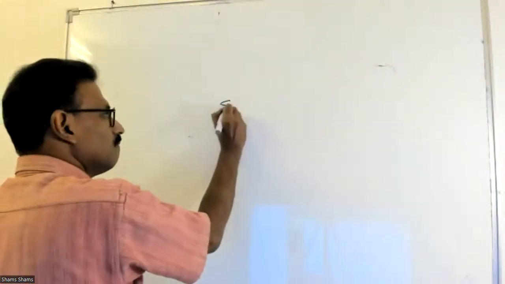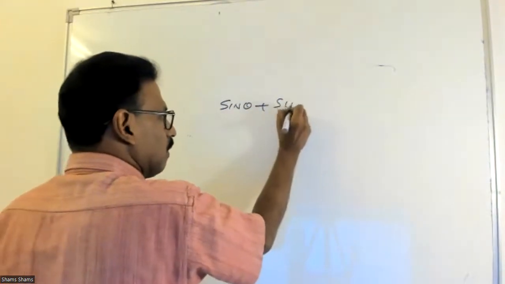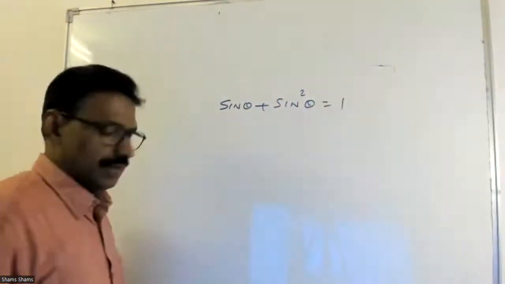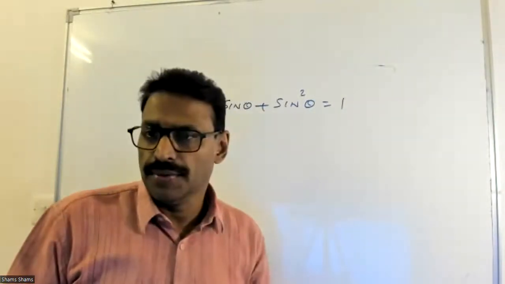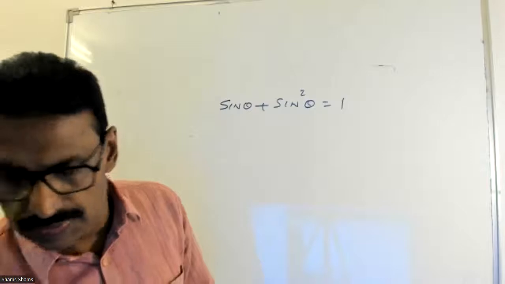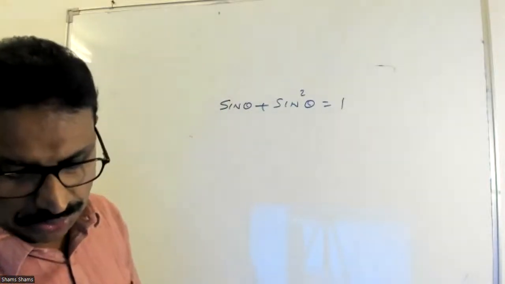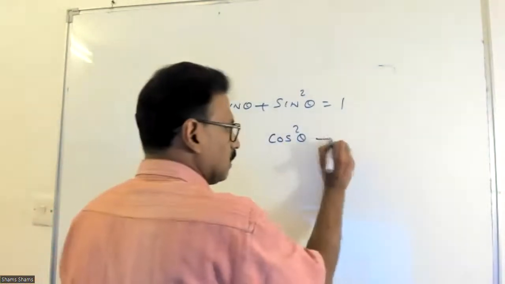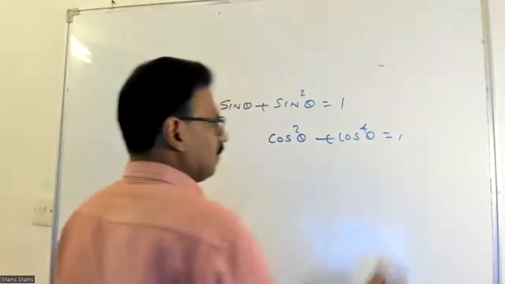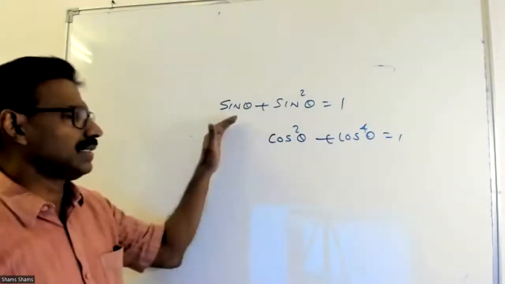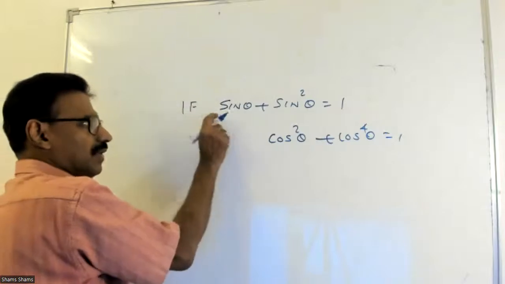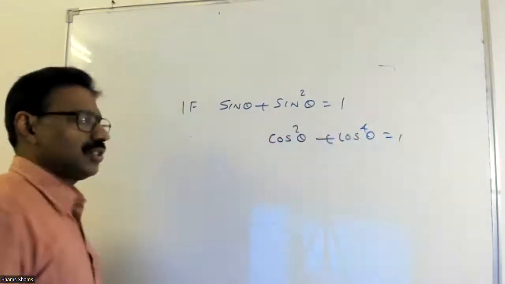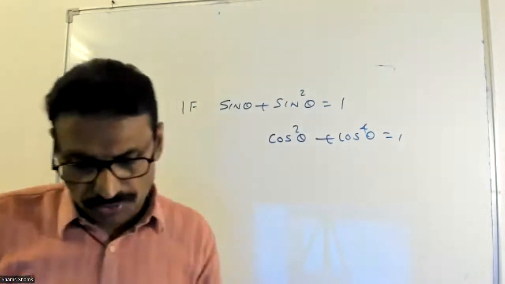Okay. So next one. If sine theta plus sine square theta equal to 1, show that cos square theta plus cos raised to 4 theta equal to 1. Listen, sine theta plus sine square theta equal to 1 is a condition.